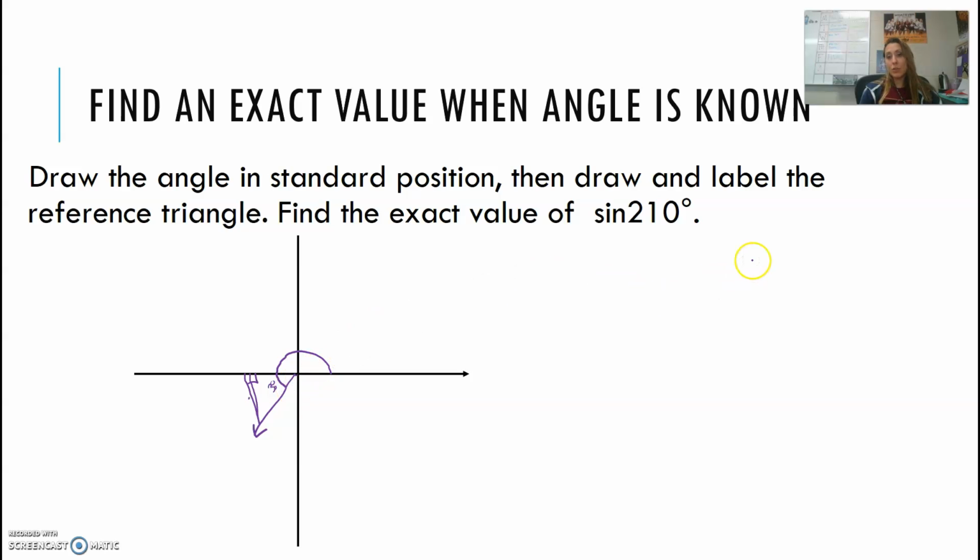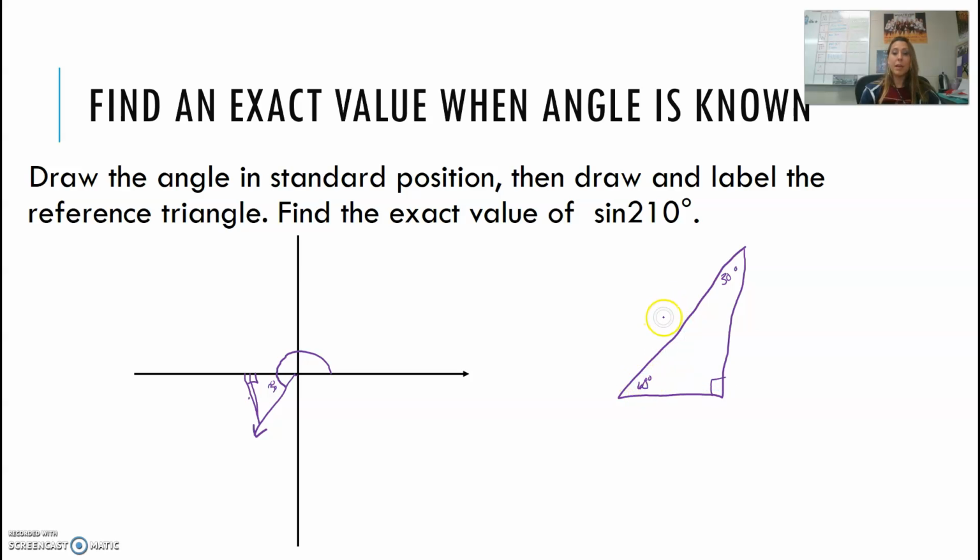Well, I know a triangle that has a 30-degree angle. So if I draw it right here, okay, I know that if this up here is 30 degrees, then this has to be 60 because this is 90.